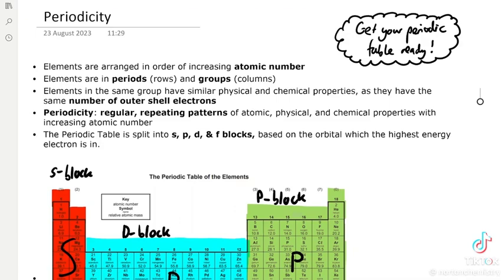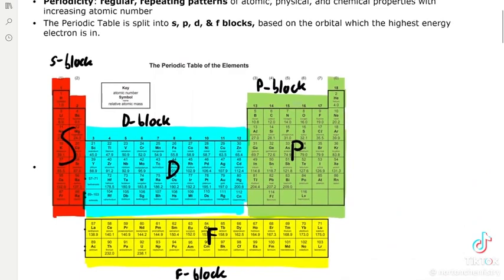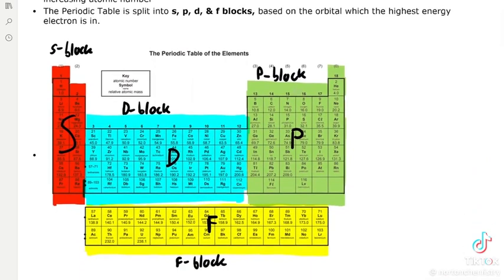atomic number. And we can split up the periodic table into the S, P, D and F blocks, which are based on the orbital which the highest energy electron is located in. So I've coloured in each block of the periodic table. To the left you have the S block. Elements in the S block have the outer shell electrons in the S subshell. You've got the D block in the middle. In the D block elements, the outer shell electrons are located in the D subshell. You've got the P block on the right and the F block at the bottom.